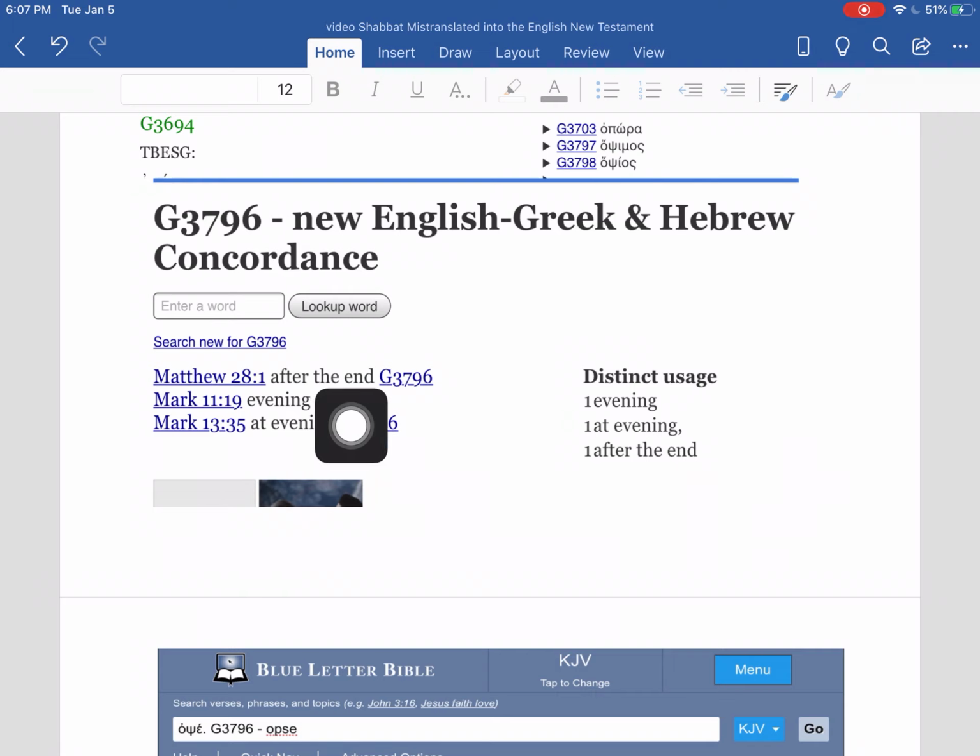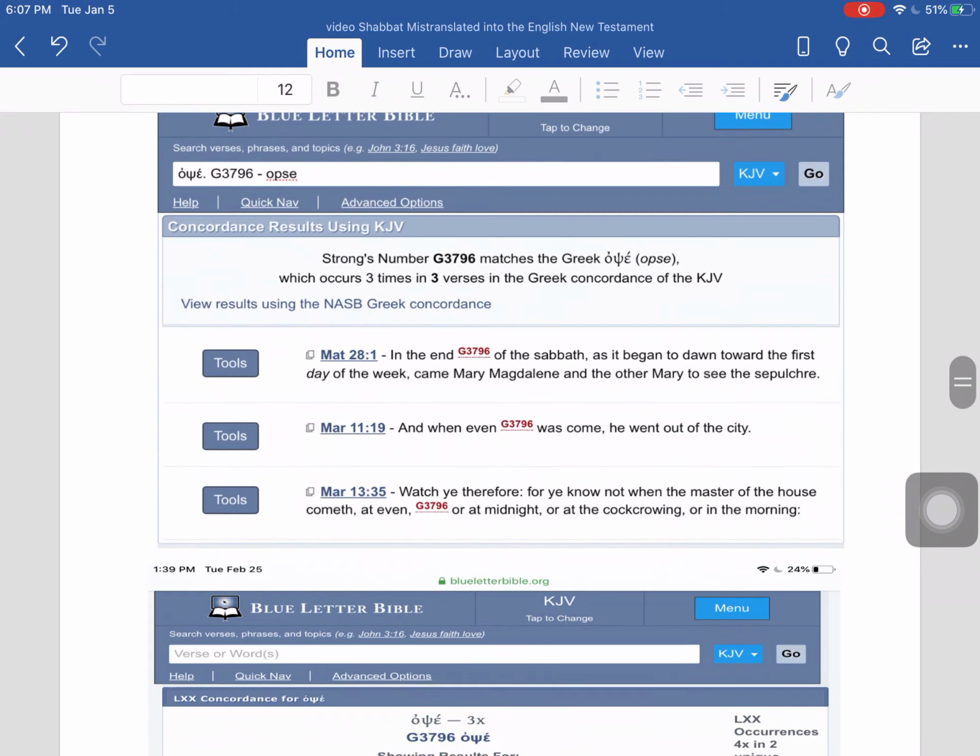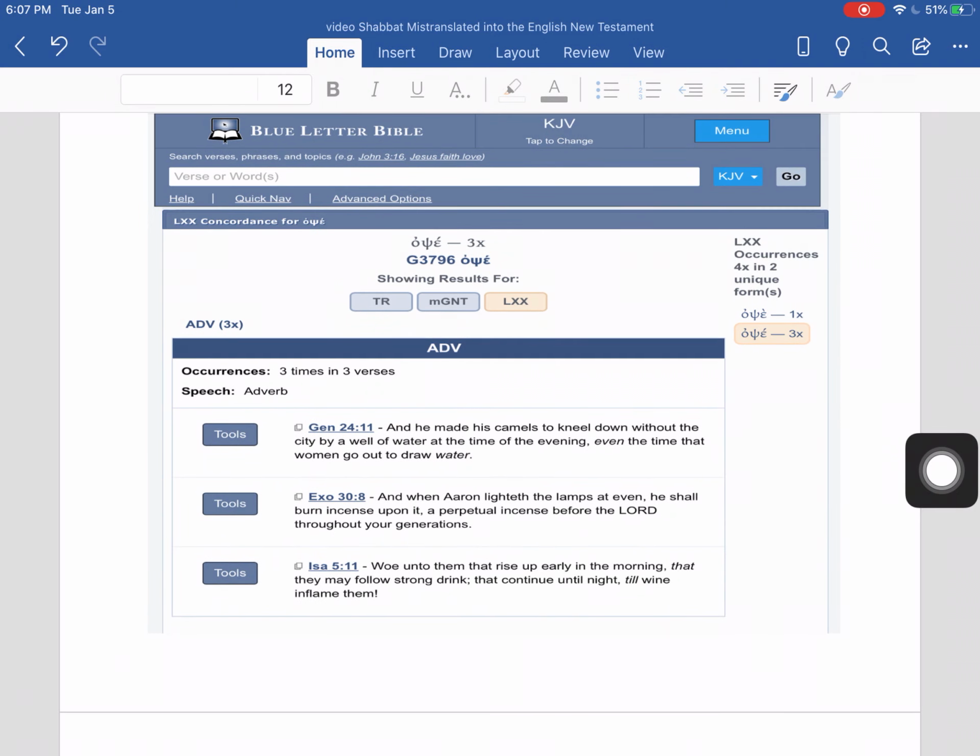Also, right here it says after the end. So it could be rendered, hey, after the end of that annual Sabbath of the first day of unleavened bread. So I just show how it's being used in the New Testament. So we have in the end, we have evening and evening. So in the end of the evening, of the close of that Shabbat, the first day of unleavened bread. And I'm just showing some other places where the word evening is used. And in the beginning of the book, we have Genesis 24:11, Exodus 38, and Isaiah 5:11. So just giving some other reference for that.